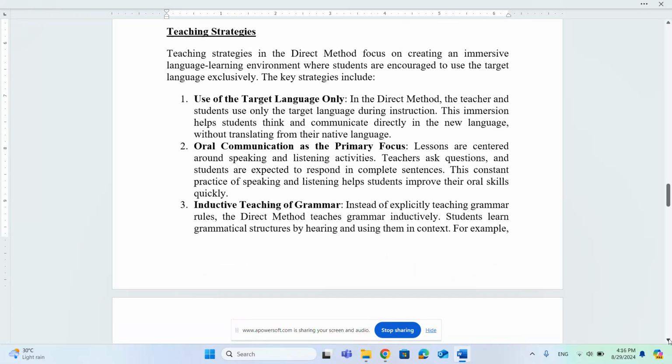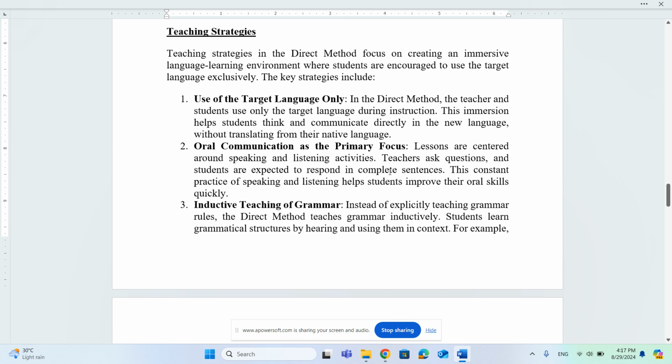students are encouraged to use the target language exclusively, meaning too much. The key strategies include, the first strategy can be the use of the target language only. This is clear, I think, to you. In this method, you have to use only the target language. Suppose English is our target language, that's why you have to teach English using English itself. No use of the mother tongue, no use of the native language of the students, unlike in the grammar translation method.